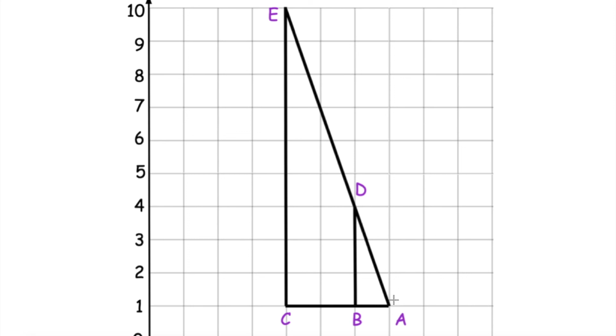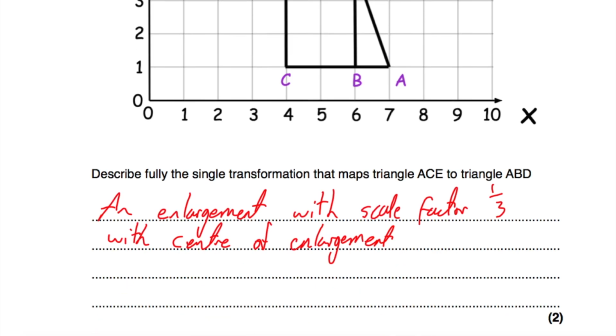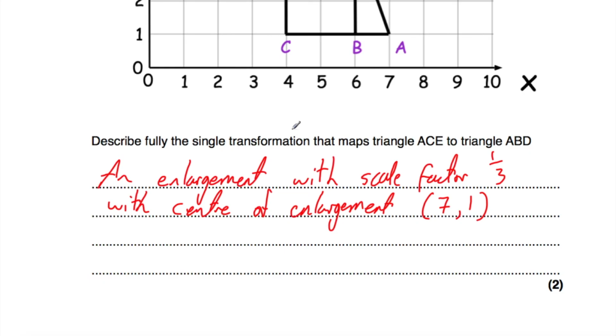So the center of enlargement is A, which is the point, let's write that down, 7, 1. And that's it. So we've been asked to describe fully the single transformation that takes triangle ACE to ABD. So that's an enlargement with scale factor of a third using centre of enlargement 7, 1. And that's it.